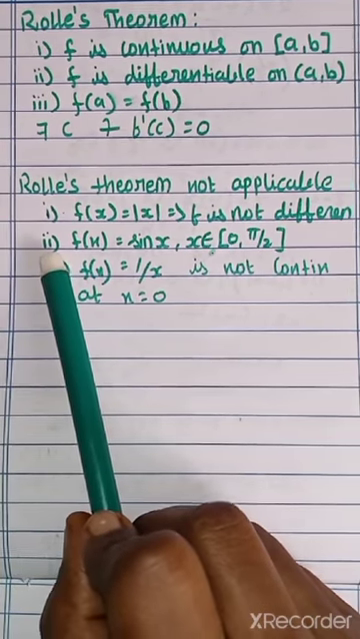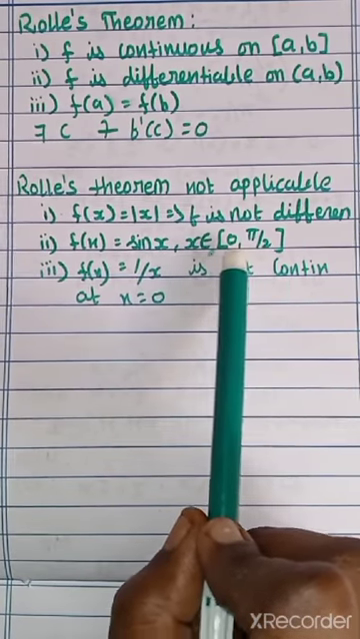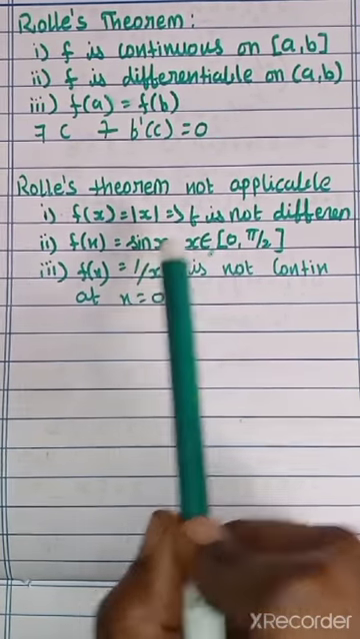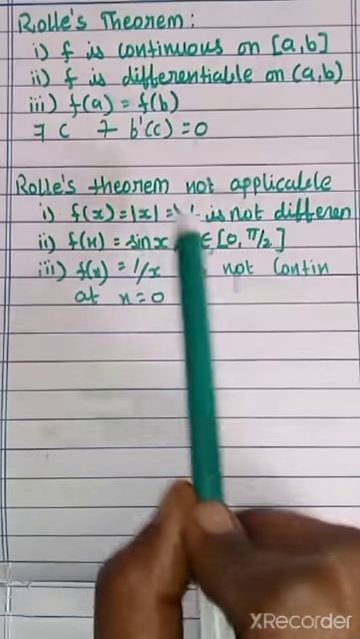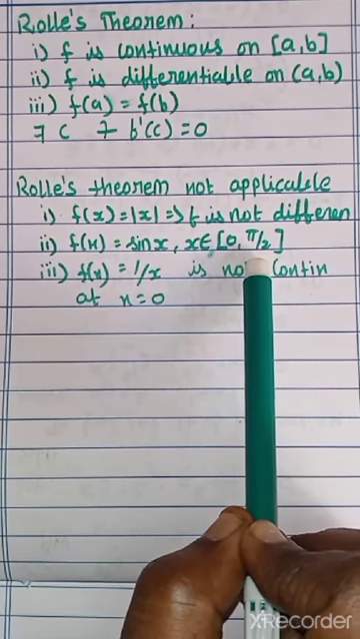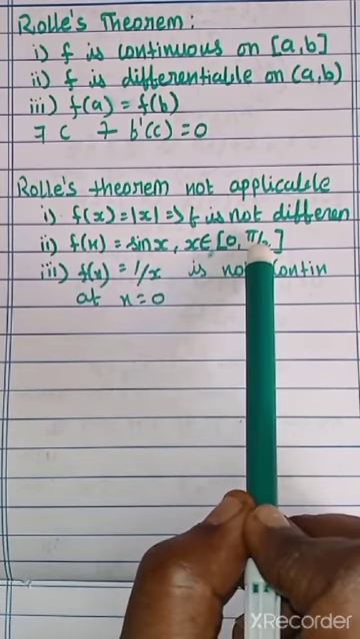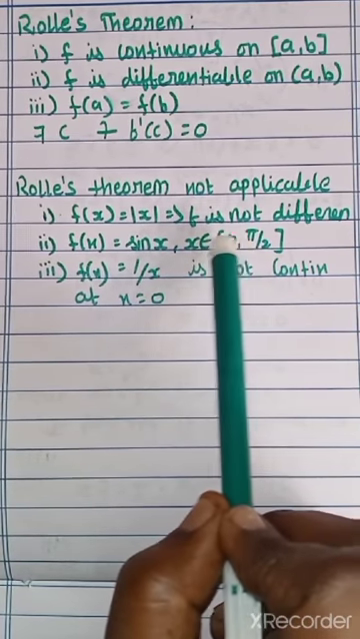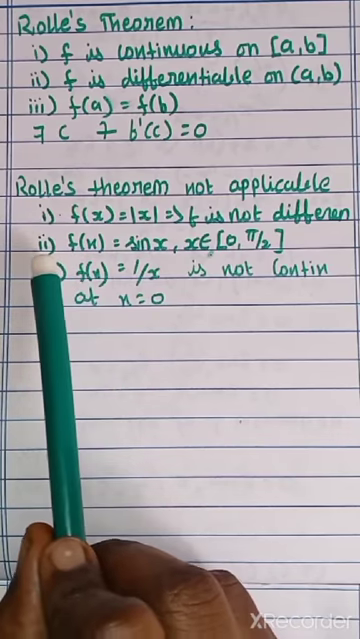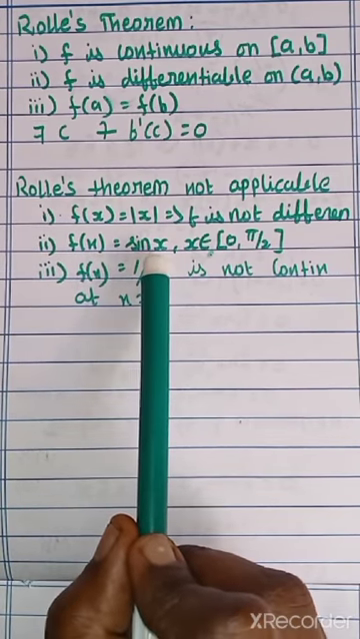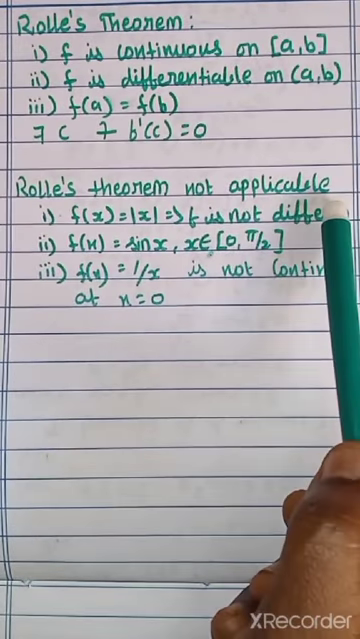Second point, when f of x equal to sin x in the interval 0 to pi by 2, actually sin x is continuous and differentiable, but are f of 0 and f of pi by 2 equal? No, correct? f of 0 is 0, f of pi by 2 is 1, so since 0 and 1 are not equal, the third condition is not satisfied. So second point, if f of x equal to sin x when x belongs to 0 comma pi by 2, then you can say Rolle's theorem is not applicable.